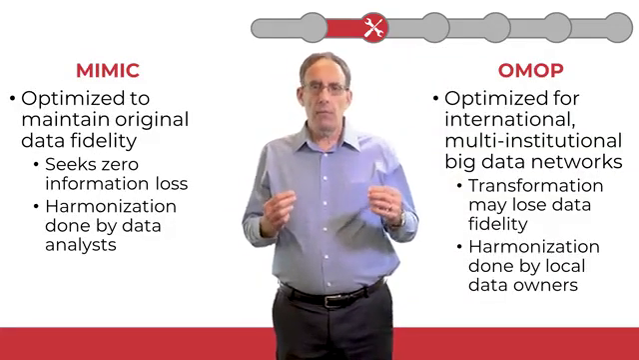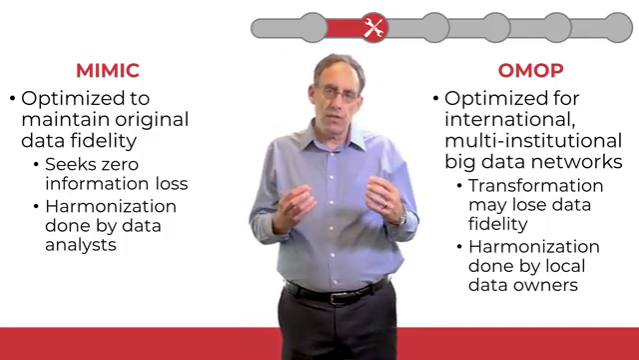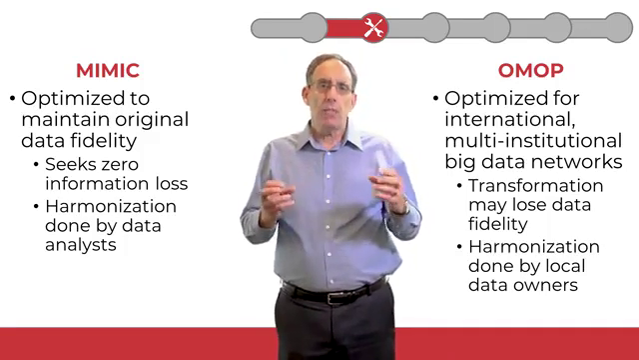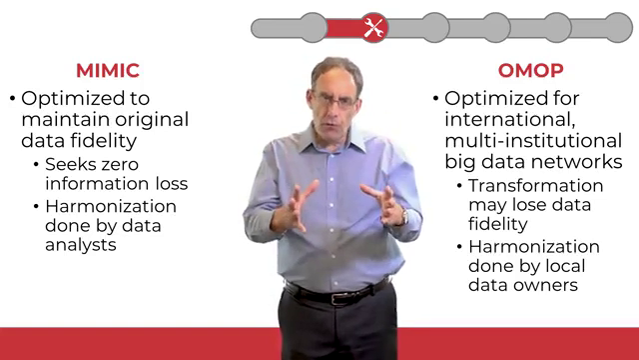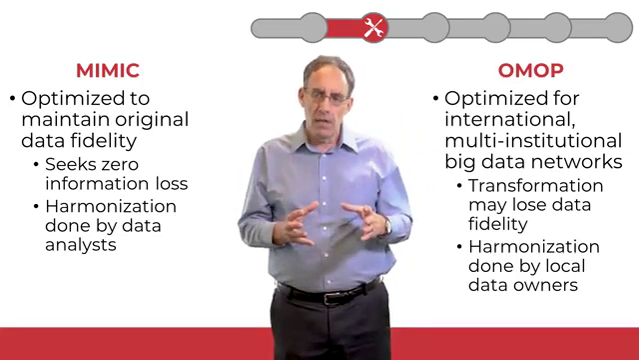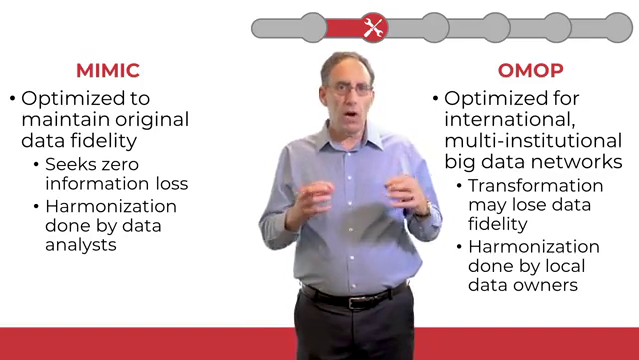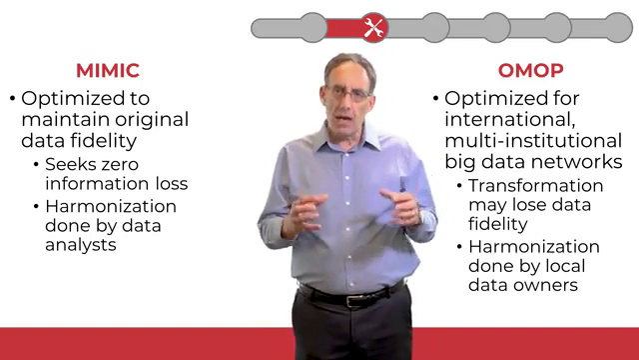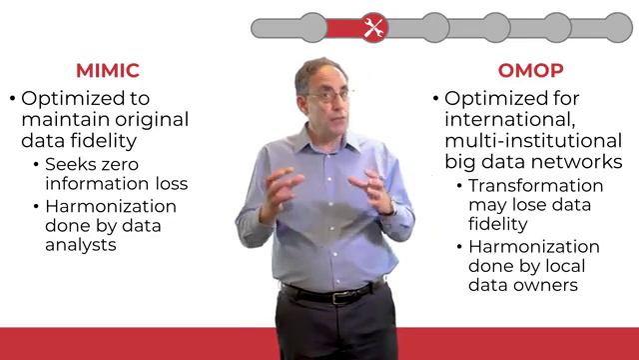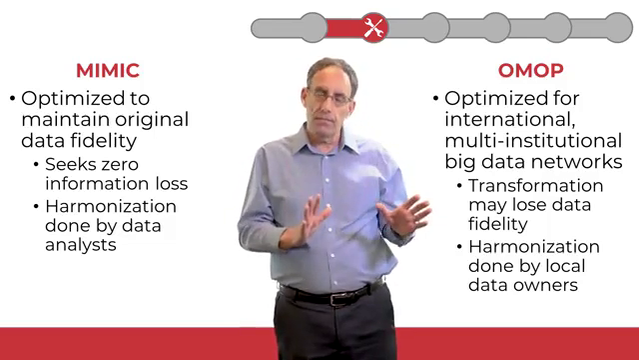In summary, MIMIC is optimized to maintain the data integrity of the originating data source systems. It seeks to achieve zero information loss by leaving the data in the original format and terminology as it exists in the source system. This allows the data scientists to make whatever decisions regarding data harmonization at the time of the current analysis. Different data scientists may make different decisions regarding how to harmonize the MIMIC data for their needs.